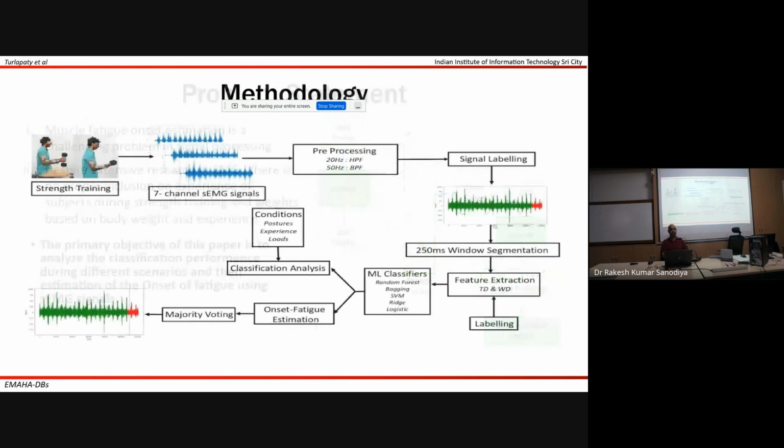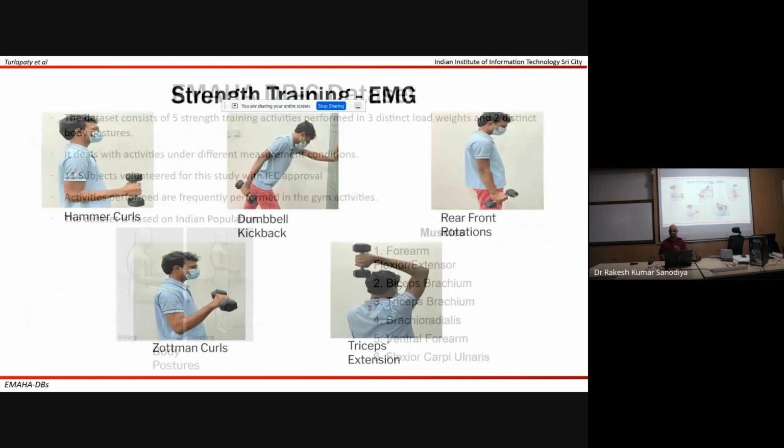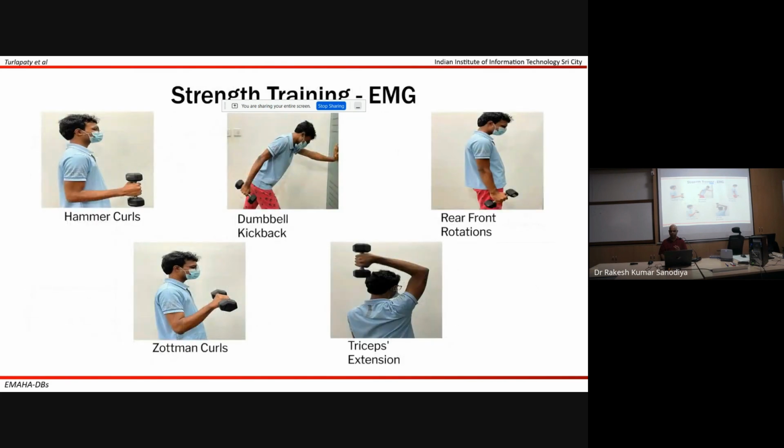So this is the methodology. Again, we have subjects doing different kinds of activities, as you can see here. Five different activities. Again, not very complicated, but not so easy, right? Hammer curls, dumbbell kickback, rear front rotations, Jotman curls, and tricep extension.